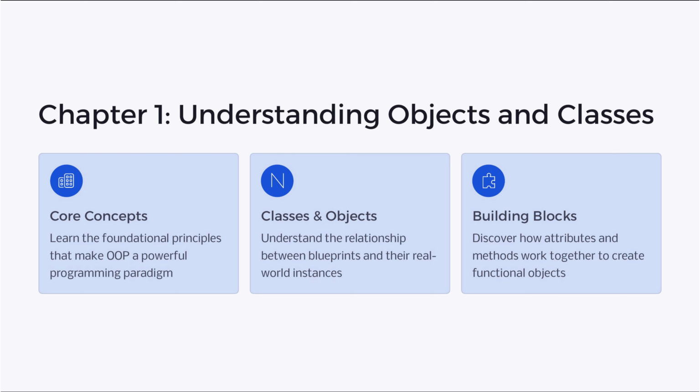Objects and classes are the core of object-oriented programming. Classes act as blueprints, defining attributes and methods, while objects are instances of these classes, embodying the defined structure. Attributes store data, and methods define behavior, working together to create functional, self-contained units. This foundational understanding is crucial for leveraging object-oriented programming's full potential.